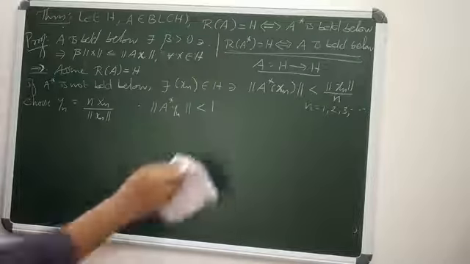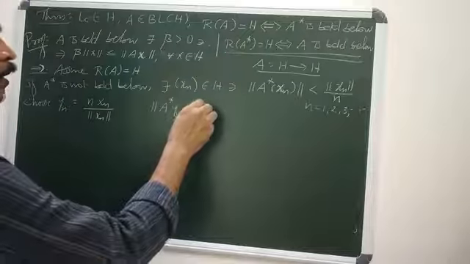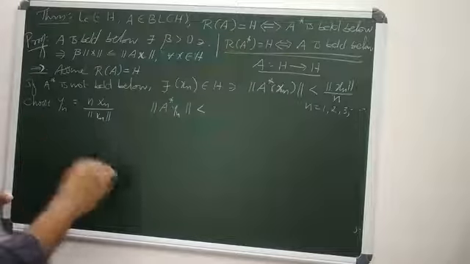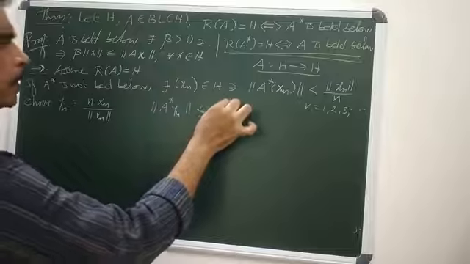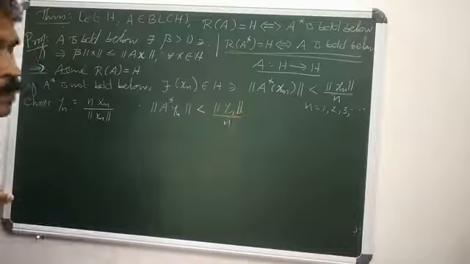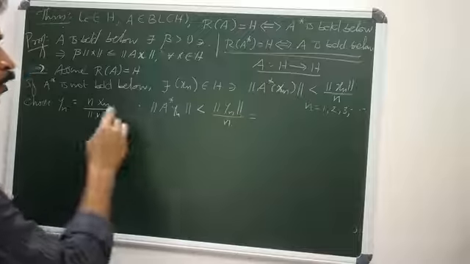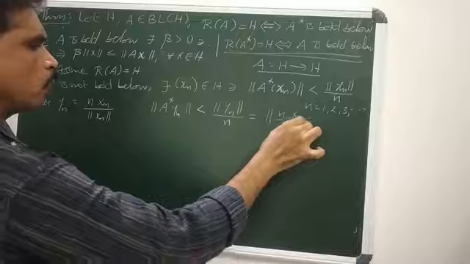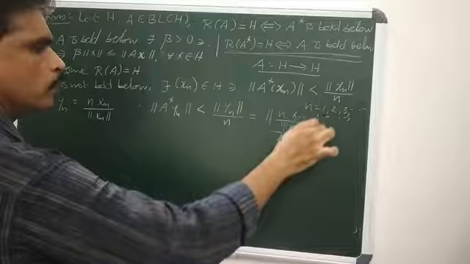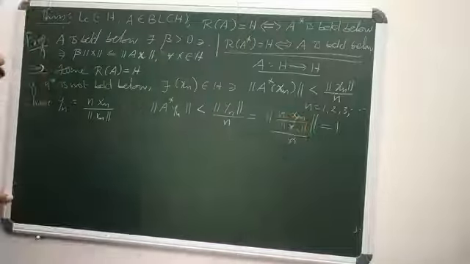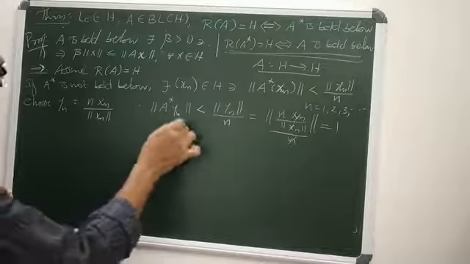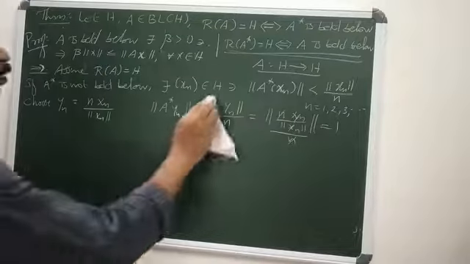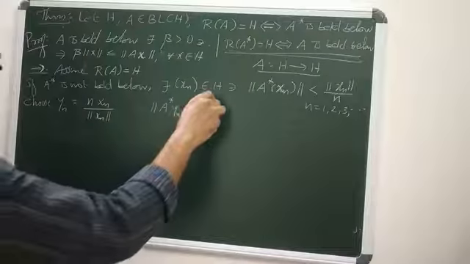Why? Norm A star Yn is strictly less than norm A star xn, which is strictly less than norm xn by n. Norm Yn means the norm of n times xn by norm xn, all divided by n, which equals 1, since n and n cancel. So norm A star Yn is strictly less than 1.